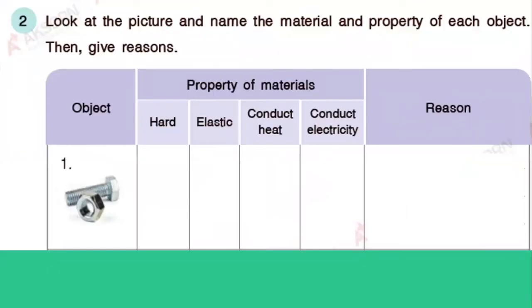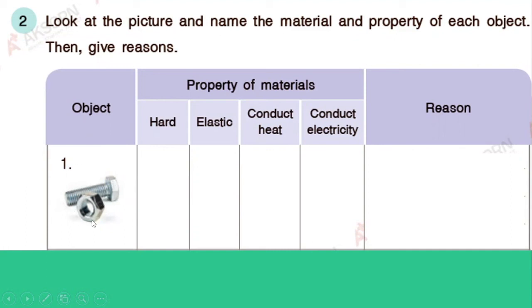All right, let's go now to exercise 2. Look at the picture and name the material and property of each object. Then give reasons. All right, so look, we have 1, 2, 3, 4, 5, 6 columns here, and we have here 2 rows and actually 1 head row. Yeah, head row. And let's discover our table. First object, what is it?